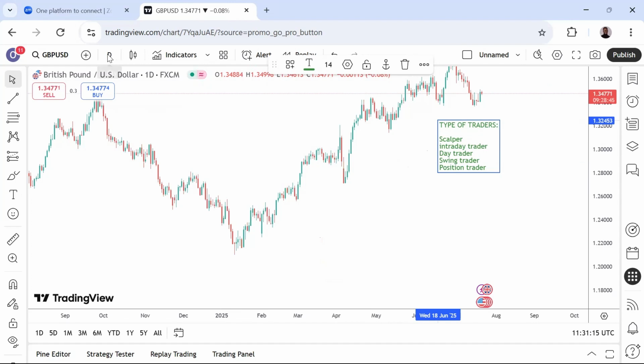Now, these time frames don't necessarily determine how long the trade will stay. The fact that it's on one day doesn't mean the trade will stay for one day. It simply means each candle takes 1 day to form. That's for the daily time frame, each candle. So on the 1 hour time frame, each candle takes 1 hour to form.